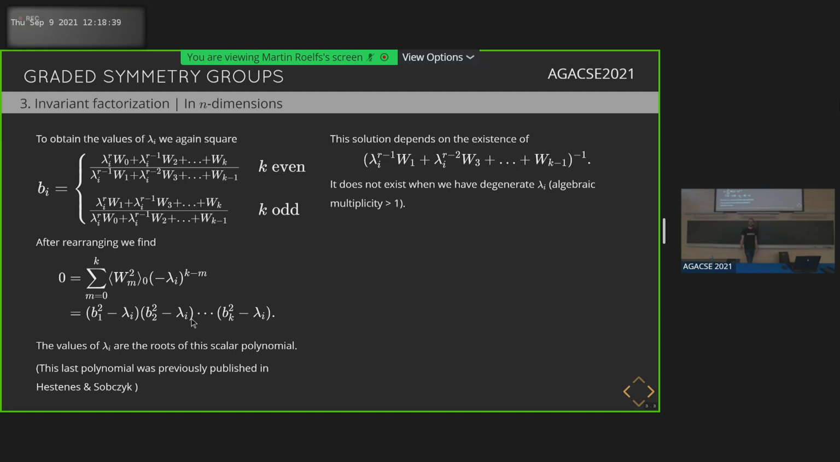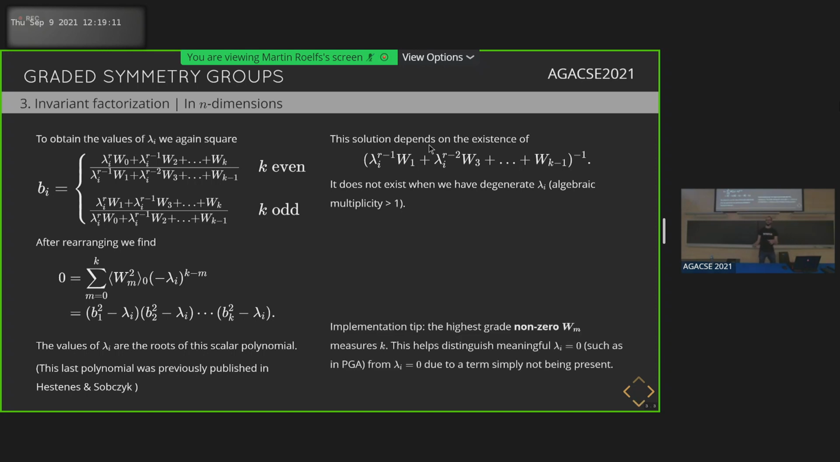And one thing that ought to be mentioned is that the solution depends on the existence then of these inverses, right? I just took the one here from the even case, but I could have equivalently done the odd case. This inverse needs to exist in order for this solution to exist. And it turns out that whenever you have degenerate lambda I, so with an algebraic multiplicity larger than one, then this inverse doesn't exist and this algorithm cannot be applied.